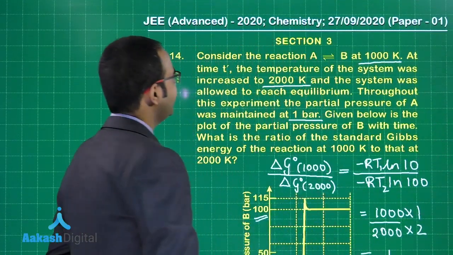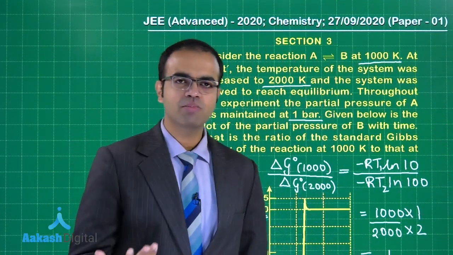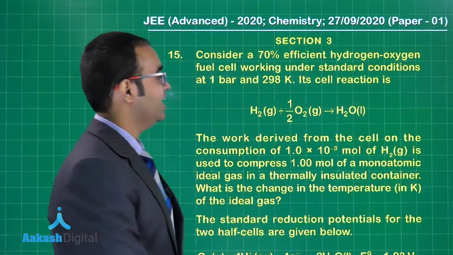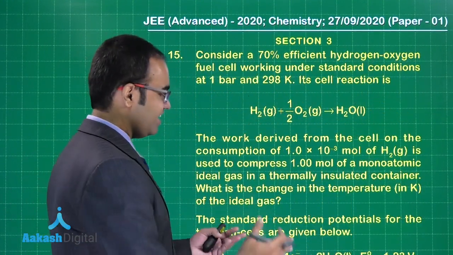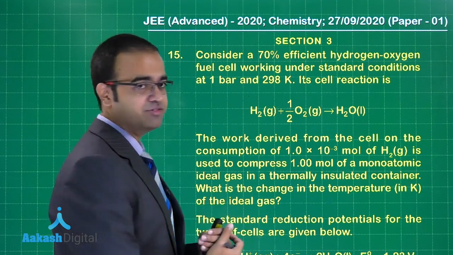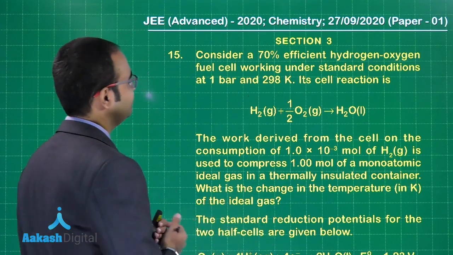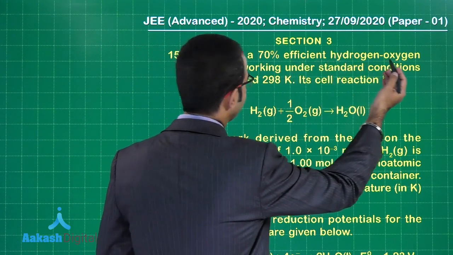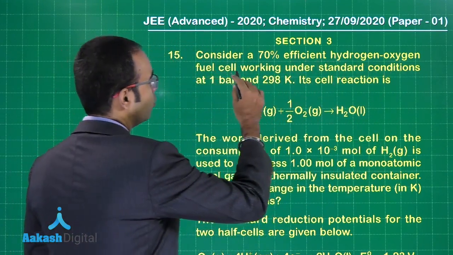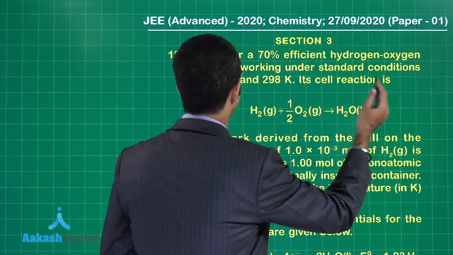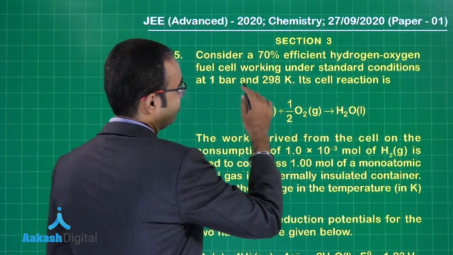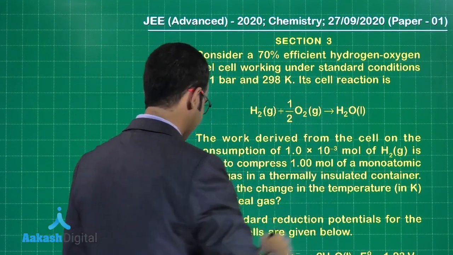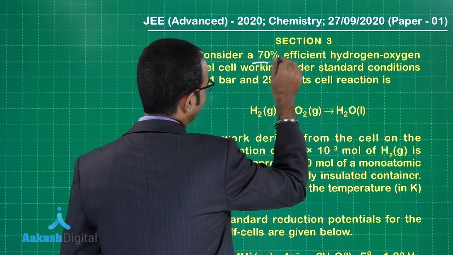Let us solve the next question, question number 15. A question from electrochemistry and thermodynamics as well. It is a mixed question. Consider a 70% efficient hydrogen oxygen fuel cell working under standard conditions at 1 bar pressure and 298 Kelvin. Let us quickly isolate a few things.